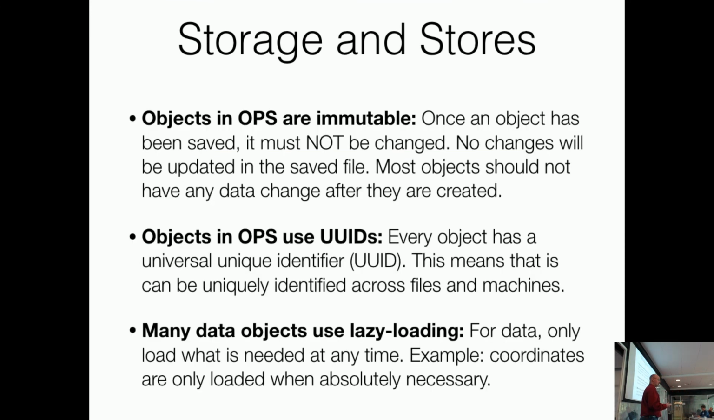So, important ideas about storage. First off, objects in OpenPathSampling are immutable. Once the object has been saved, you must not change it. Any change that you do make to it will not be updated in the file. So you never want data to change.